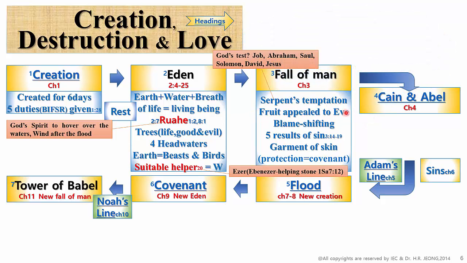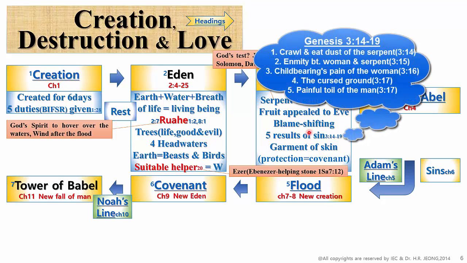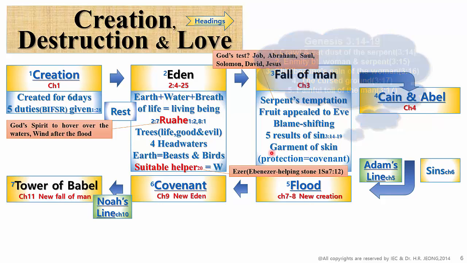the five results of the sin were: crawling and eating dust for the serpent, enmity between woman and serpent, childbearing pain for the woman, the ground is cursed, and painful toil on the ground for the man. However, the Lord delivered them with a garment of skin, replacing their inappropriate coverings of fig leaves.